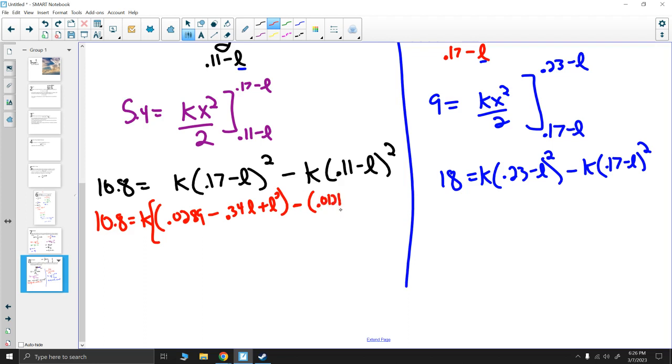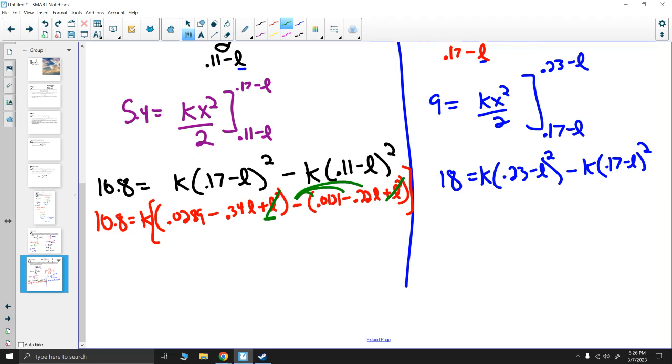0.0121. I'm just making sure I don't make any mistakes, so I am doing it on my calculator as well. Minus 0.22L plus L squared, into brackets. All right, so doing a little bit of cleanup work here. L squared, this minus distributes throughout. So L squared minus L squared is gone, so we're just left with L. That's good.